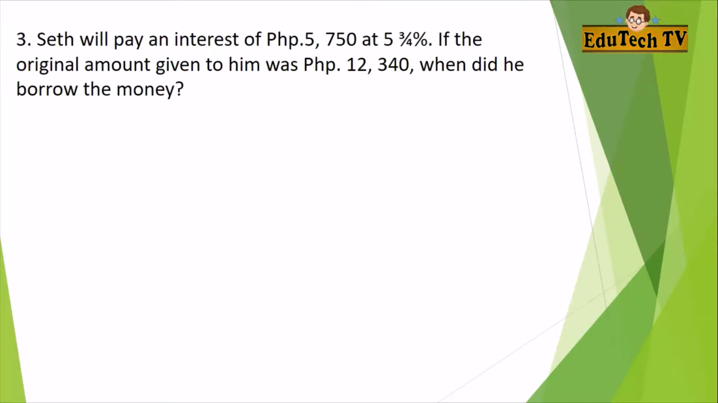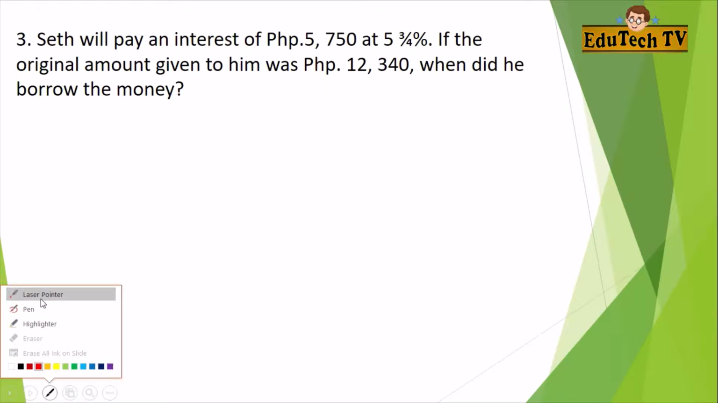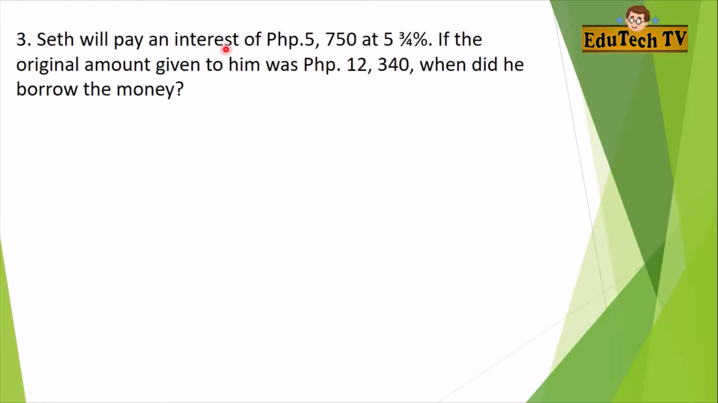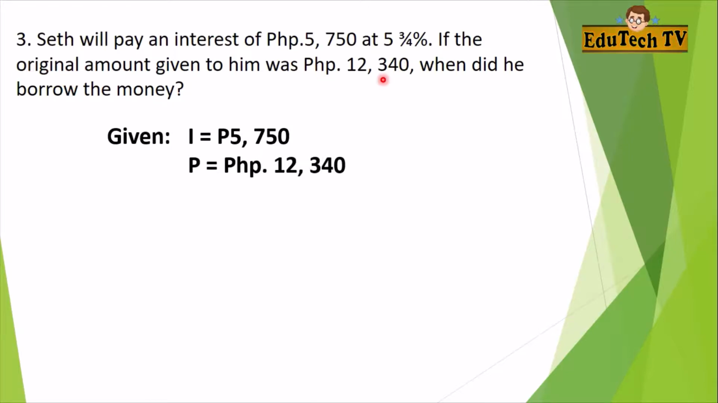Let's proceed to number 3. Seth will pay an interest of 5,750 pesos at 5.75%. If the original amount given to him was 12,340, when did he borrow the money? So first we have to identify the given. We all know that this is the interest. 12,340 is the original amount, meaning it is the principal amount. And then obviously this one is our rate. We just have to express it in decimal form.